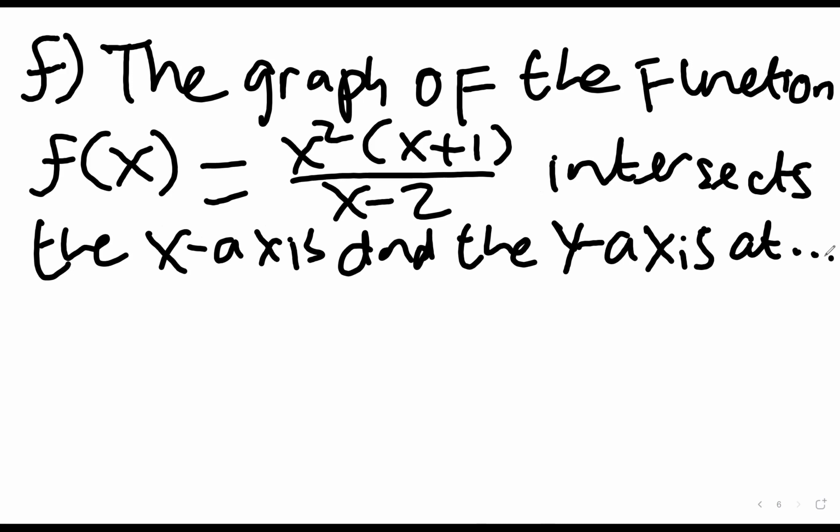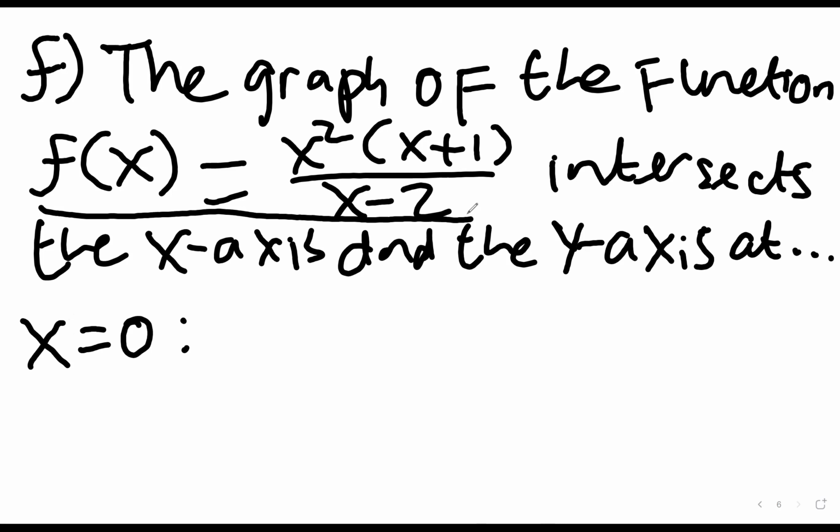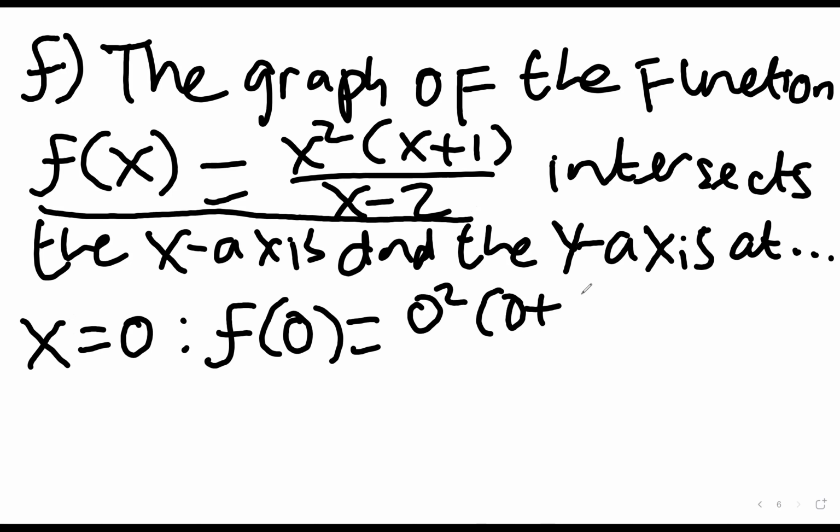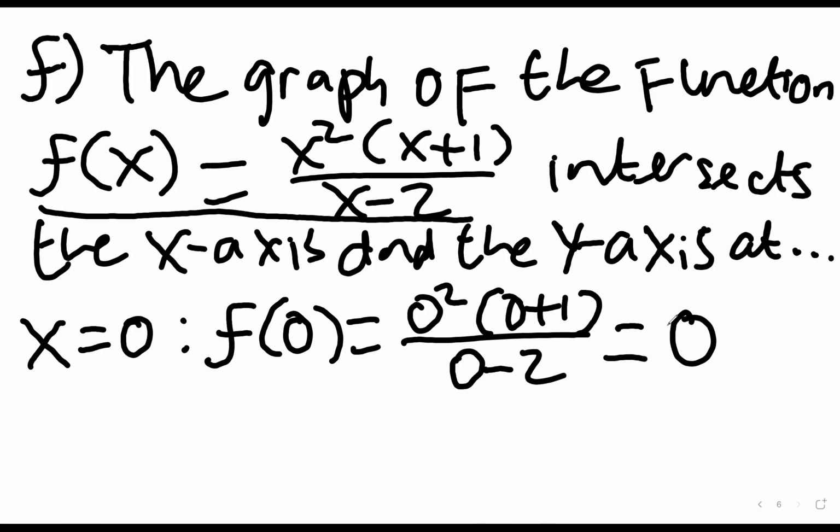The idea here: first, if we want to find the intersection with the y-axis, let us put x equals to 0 into the function f of x. Substituting x equals to 0, I have f of 0 equals to 0 squared multiplied by 0 plus 1 divided by 0 minus 2. So in this case, f of 0 equals to 0. So I say that the graph intersects the y-axis at 0, 0. Okay?